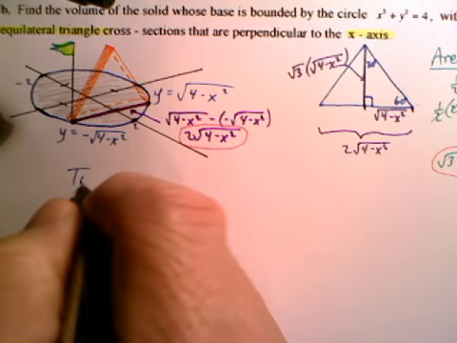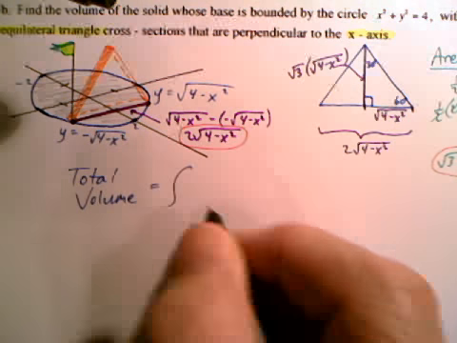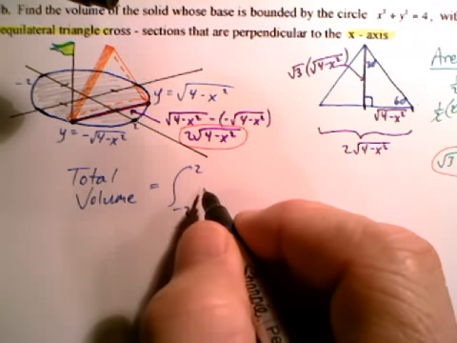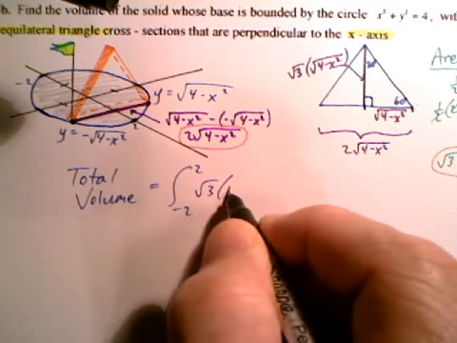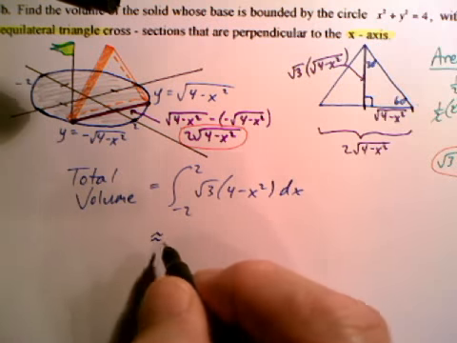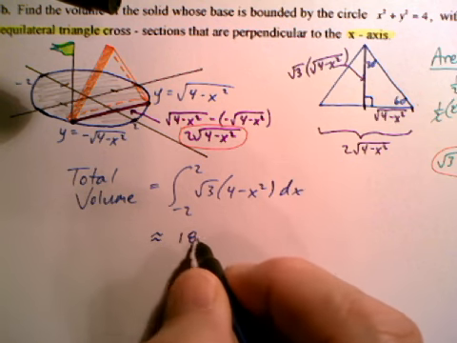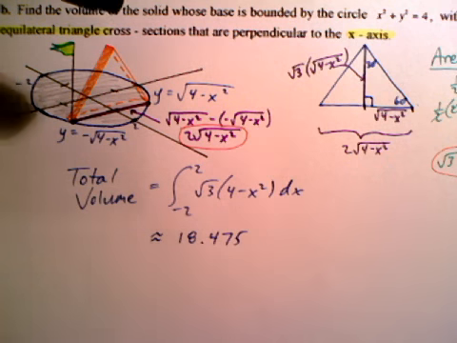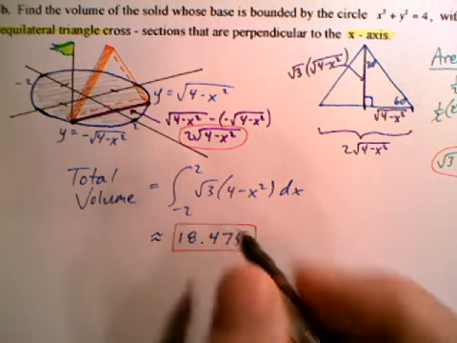So the total volume is equal to the integral from -2 all the way to +2, and the volume of one cross section, area of the face, multiplied by the thickness of that cross section, and we should get 18.475. 18.475.